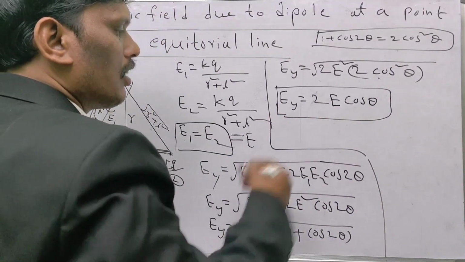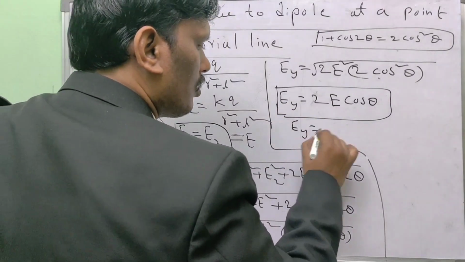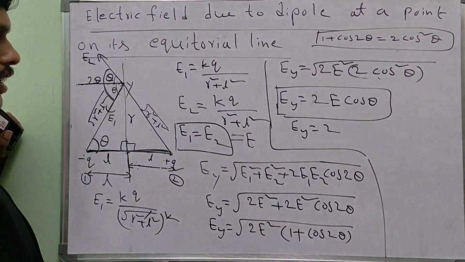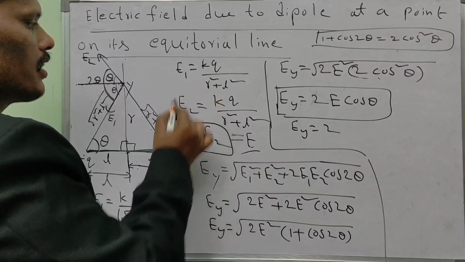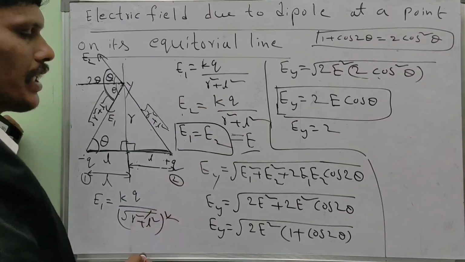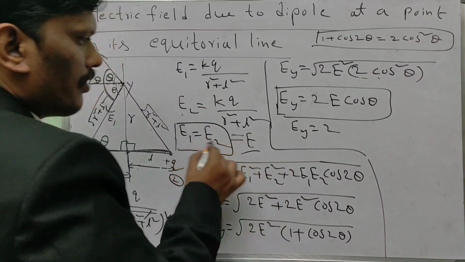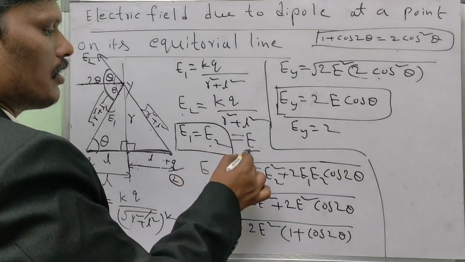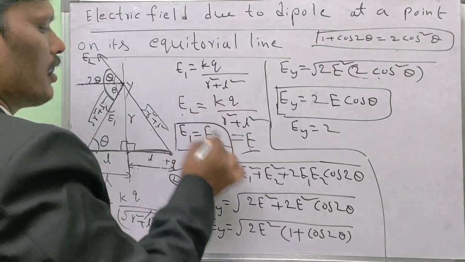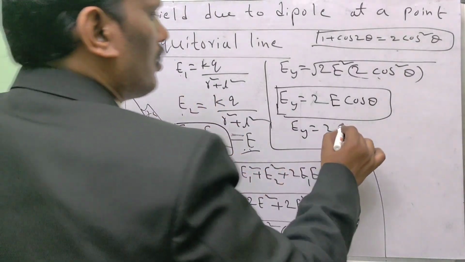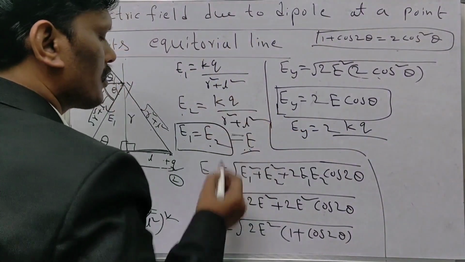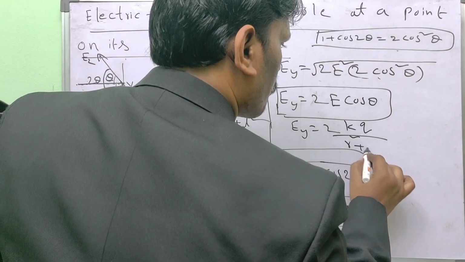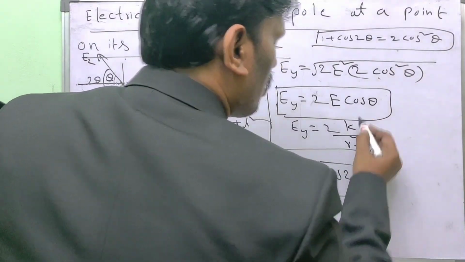Now Ey is equal to 2 into, what is E? E1 and E2 both are equal and I consider them as E. So take the E1 value or E2 value, because both are equivalent only. Then what is the E value? Take the E1 value: K into Q upon R square plus L square, into cos theta.